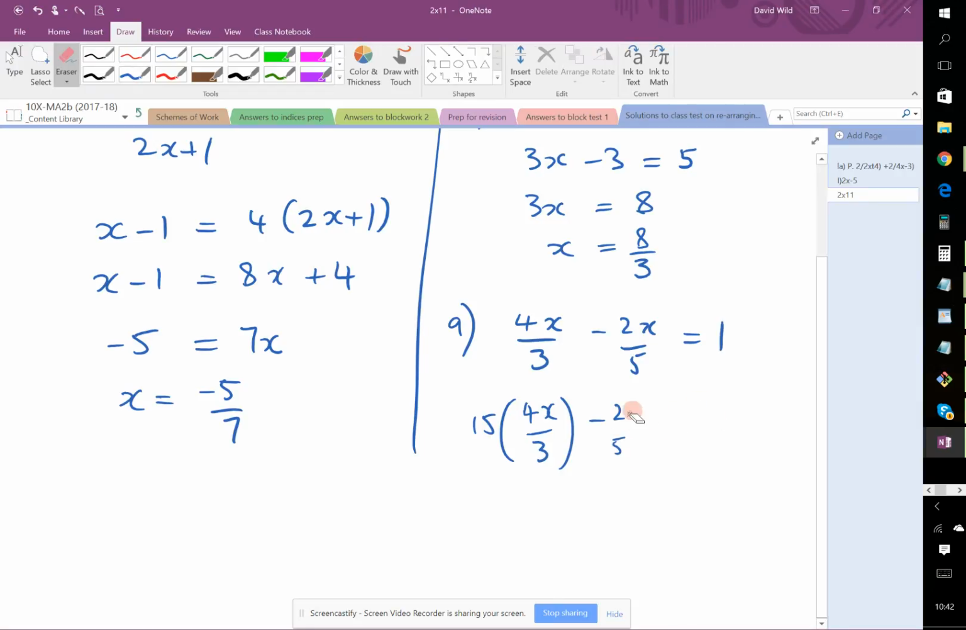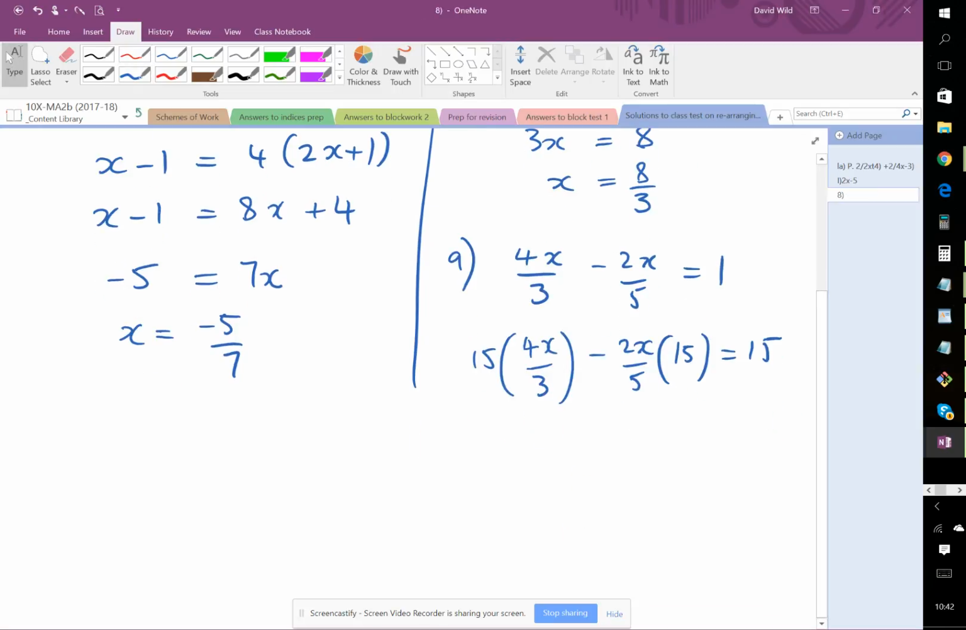Okay, well, let's just write it in the same way as I did before. I've just multiplied both sides by 15. 15 divided by 3 is 5. 15 divided by 5 is 3. Where have you got the 5 times 4x from? Because 15 divided by 3 is 5, 15 divided by 5 is 3. The whole point of me multiplying through by 15 is it gets rid of the 3 and the 5.